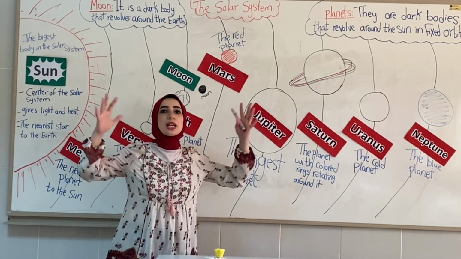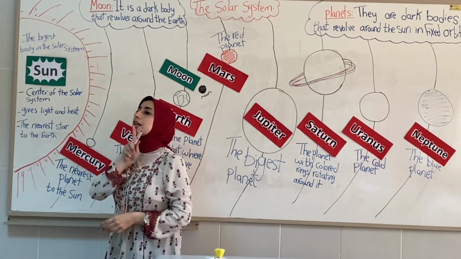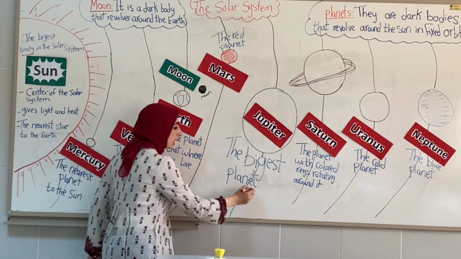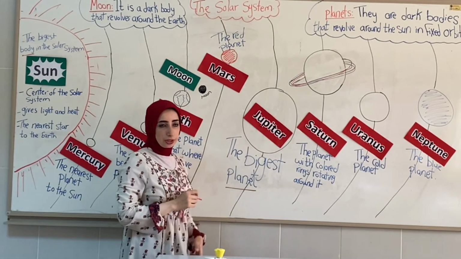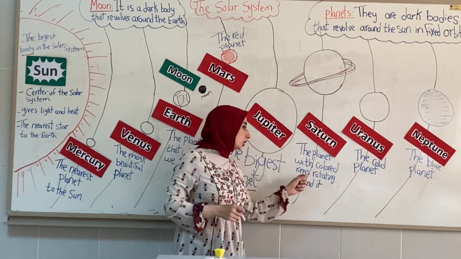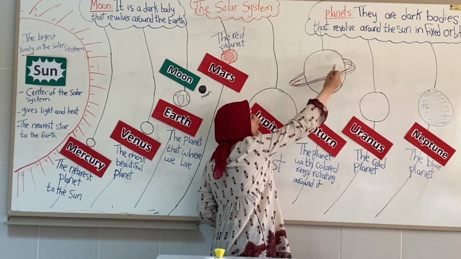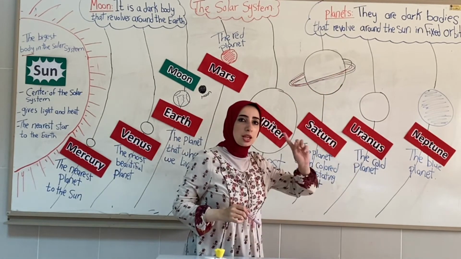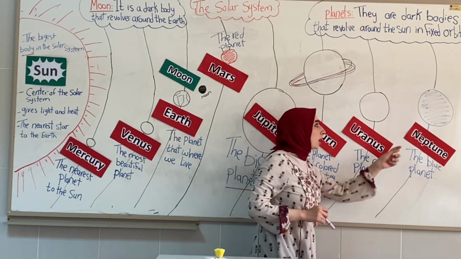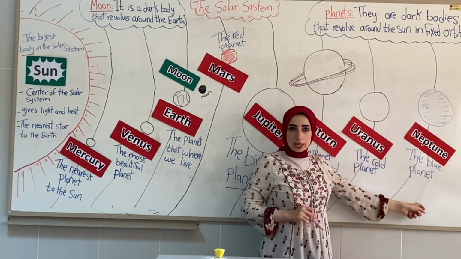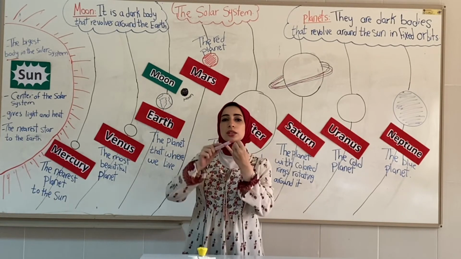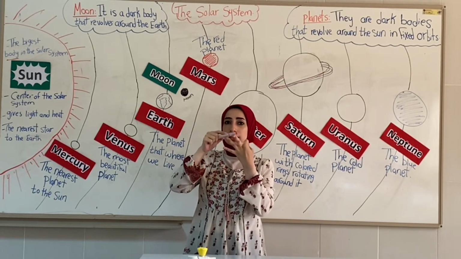It's so obvious here. Jupiter is the biggest planet in the solar system. What about the biggest body in the solar system? The biggest body is the Sun. The biggest planet is Jupiter. Okay? Then Saturn, the planet with colorful rings rotating around it. After that, Uranus, the cold planet. Neptune, the blue planet. Okay, so again, the solar system consists of Sun, 8 planets, and the Moon.